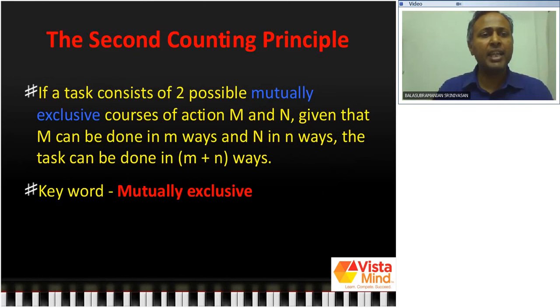The key word or phrase is mutually exclusive. What this means is that while we have two courses of action capital M and capital N, adopting course of action capital M means that course of action capital N may not be followed, and vice versa. Which means that if we choose to do the task in any one of the small m ways allowed under course of action capital M, none of the small n ways allowed under course of action capital N may be followed.